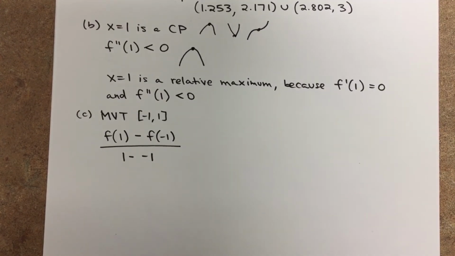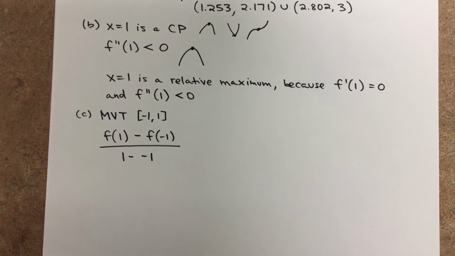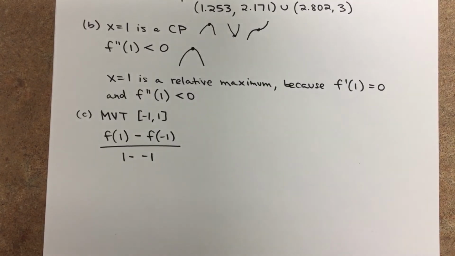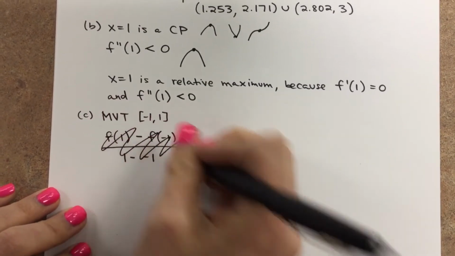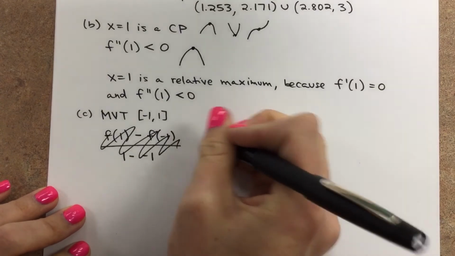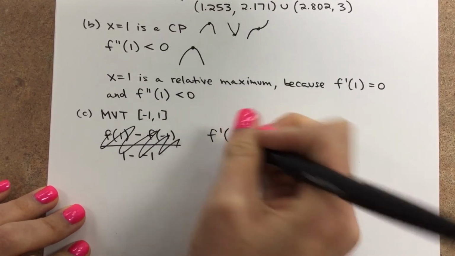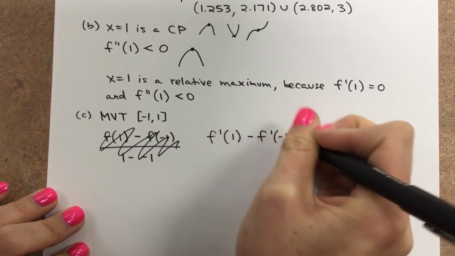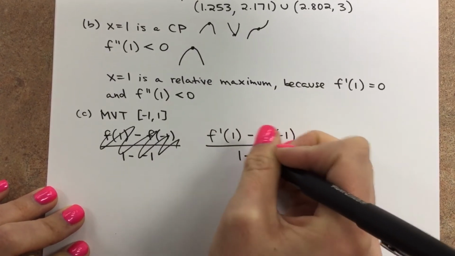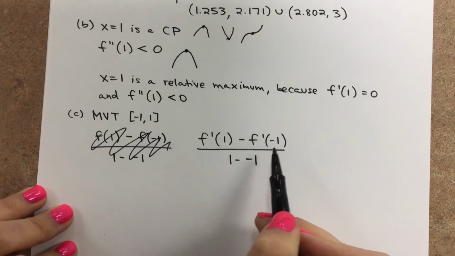So let's see, it doesn't even give us f, so we are going to have to use f double prime. All right, so let's work backwards this way. We're going to use the MVT on the first derivative.